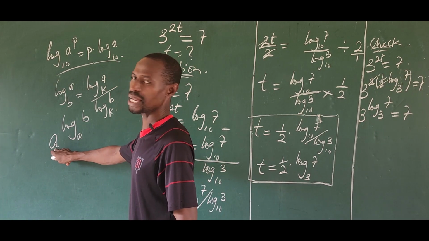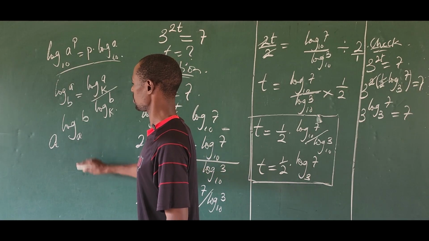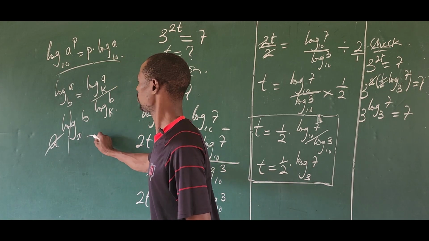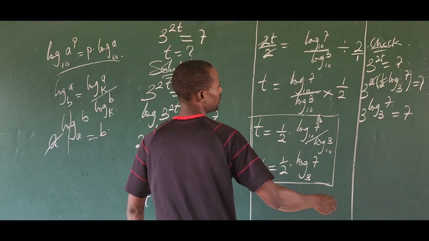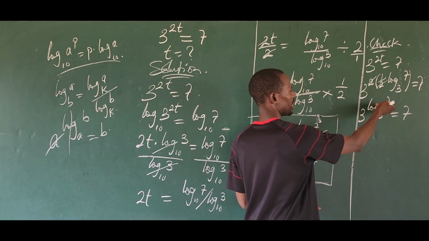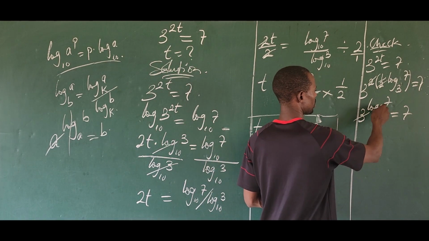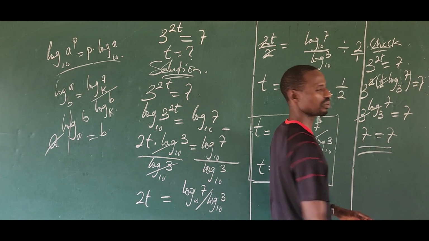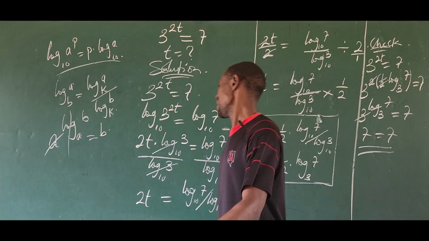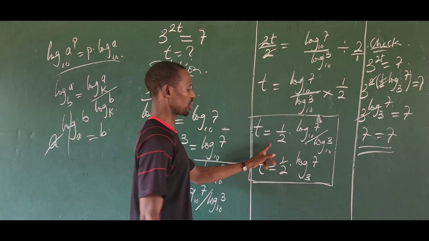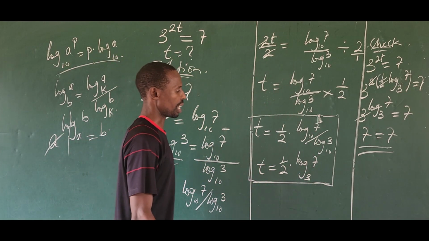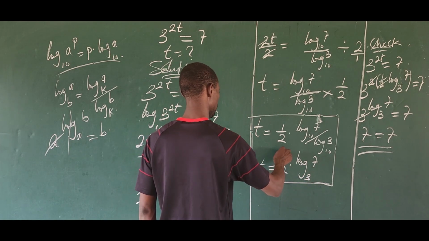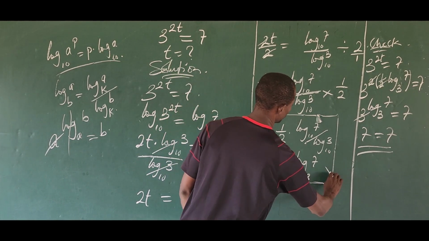So this goes with this, and we are left with b. Look, we're having 3 here, and the base is 3 here, so this goes with this. So I'm now left with 7 equals 7. So 7 equals 7 proves that the answer we got here, t equals 1 over 2 times log 7 base 3, satisfies the original equation.